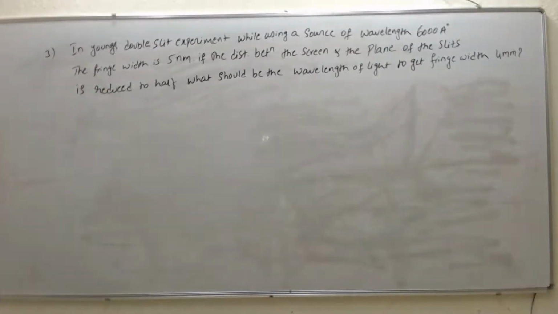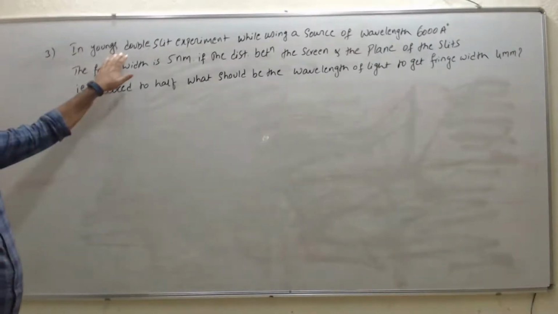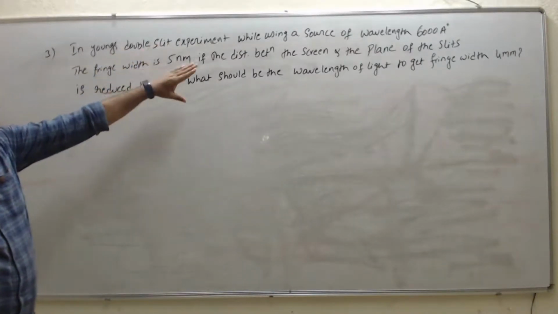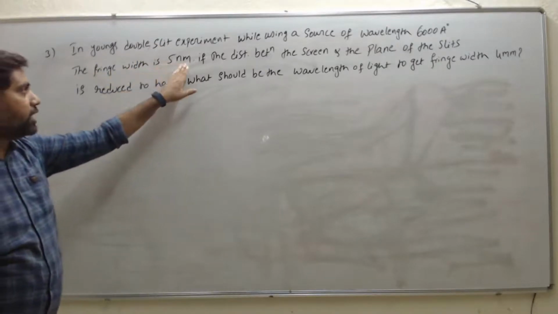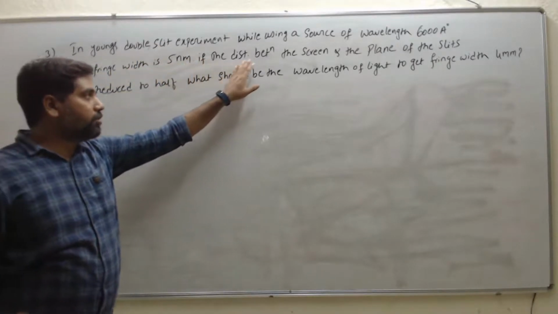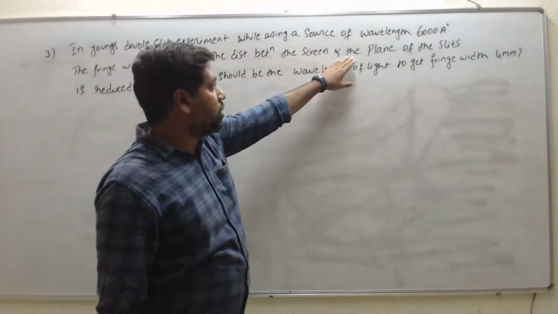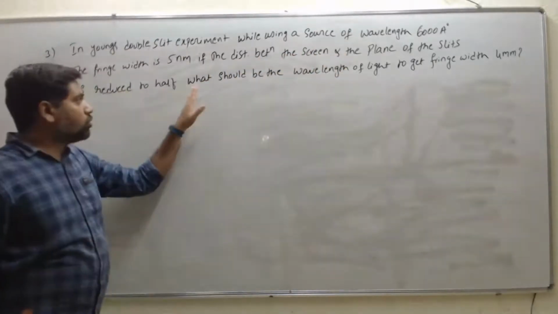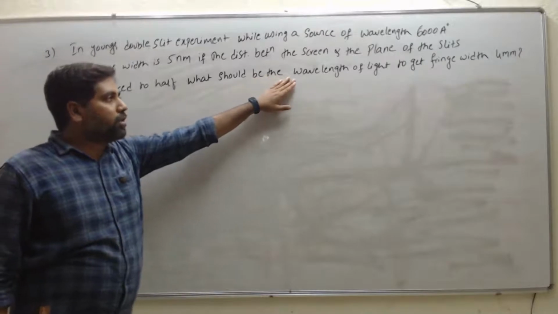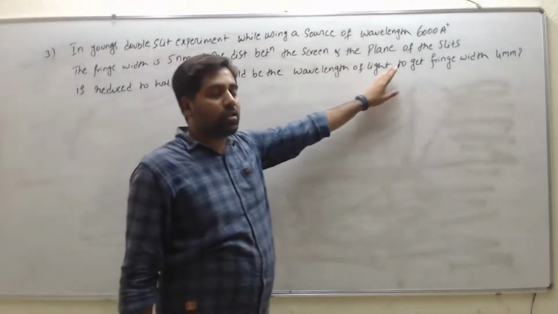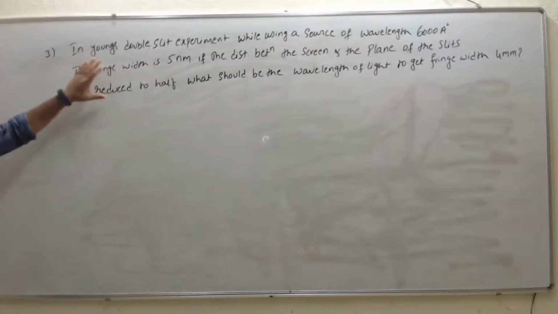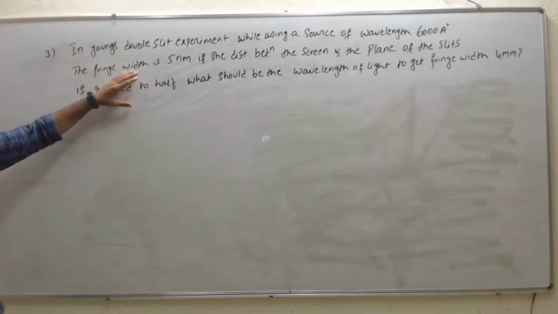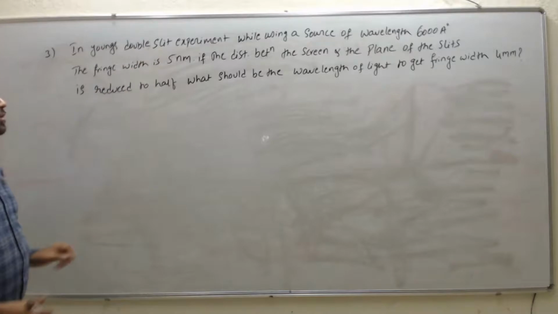So here in the question it is given that in Young's double slit experiment, while using a source of wavelength 6000 angstrom, the fringe width is 5 nanometer. If the distance between the screen and the plane of the slits is reduced to half, then what should be the wavelength of the light to get a fringe width of 4 millimeter? So here also we have two given cases. In the first case they have given the wavelength.